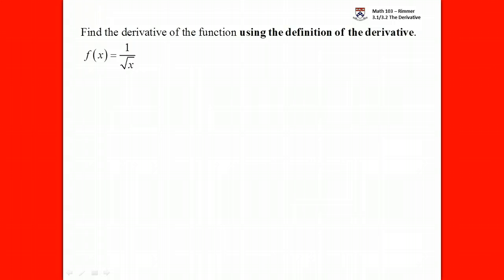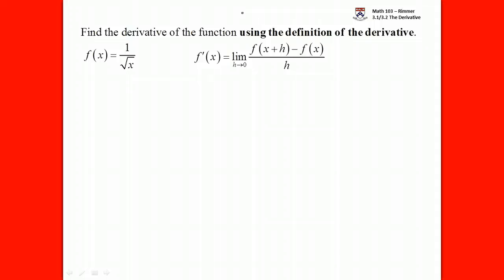Here's the next one. The function is 1 over the root of x. Hopefully by the end of the day, we'll do the power rule. We'll be able to get this answer in 5 seconds. You know, what the derivative is. Unfortunately, though, we're about to spend 5 to 10 minutes working with the definition to figure out what the derivative is.